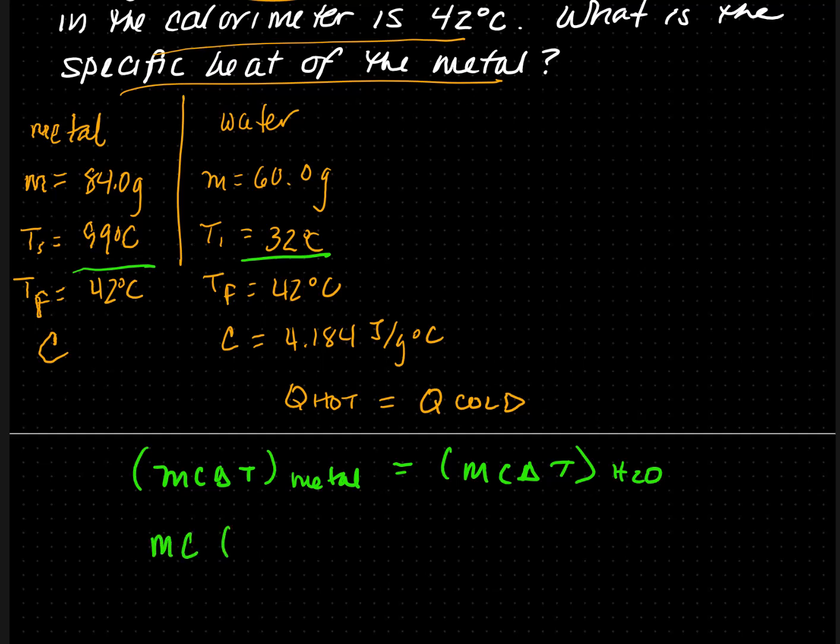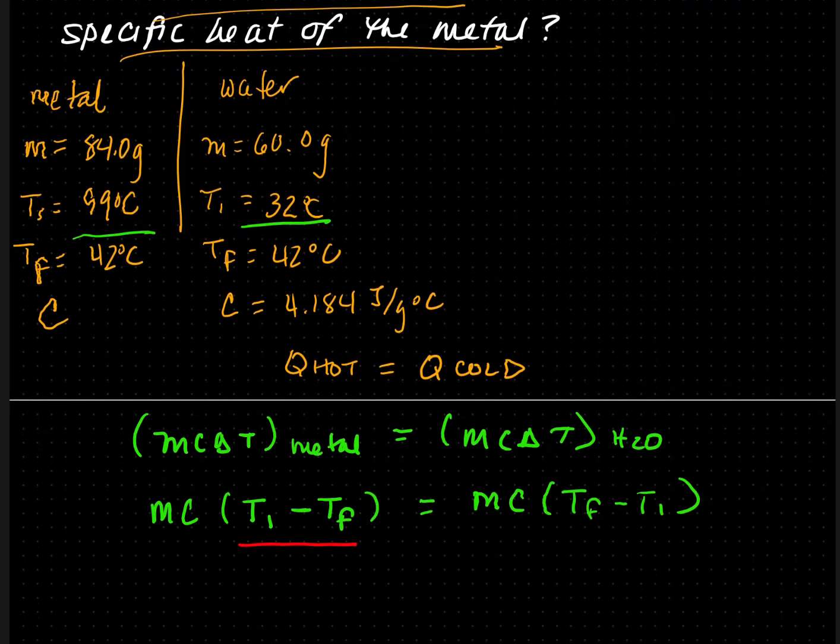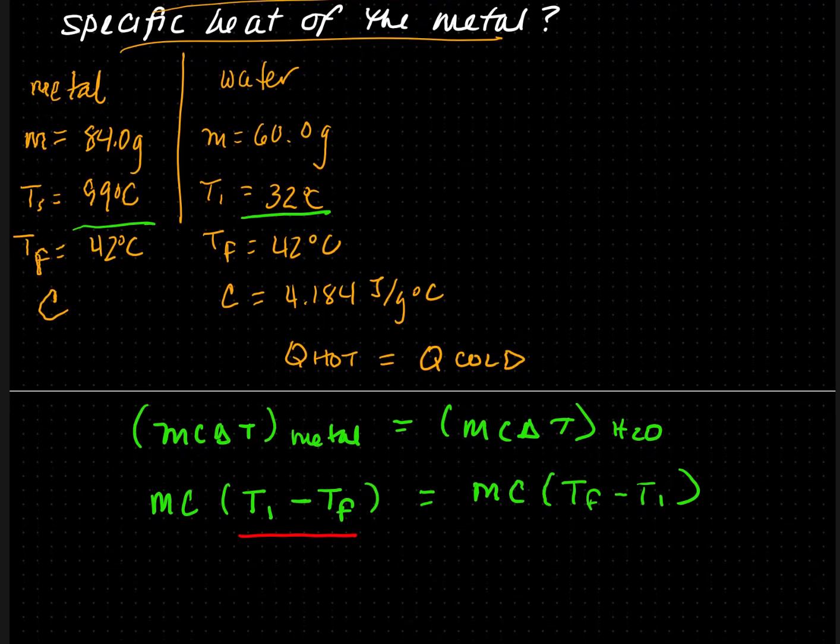So this is going to be mc, T initial minus T final, because that is the hot, and this is the metal. And on the opposite side, it's going to just be mc, T final minus T initial. Remember, to distribute the sign for the hot, we flip the T initial and final. So now I'm going to plug in, or if you feel more comfortable, you could solve for the C. It is up to you. I'm going to plug in here. So the mass is 84.